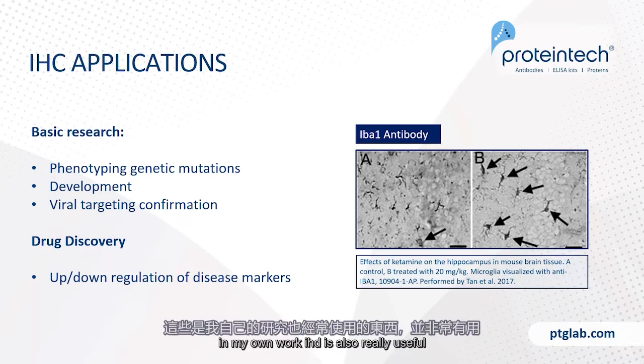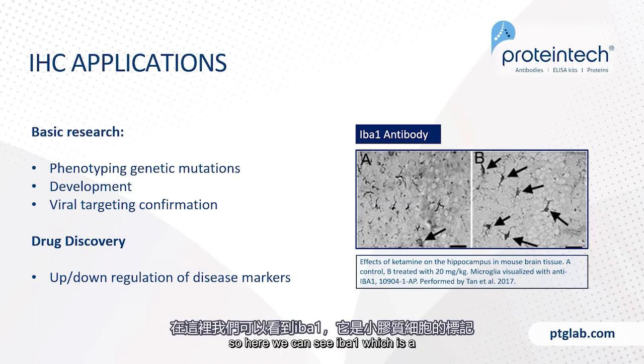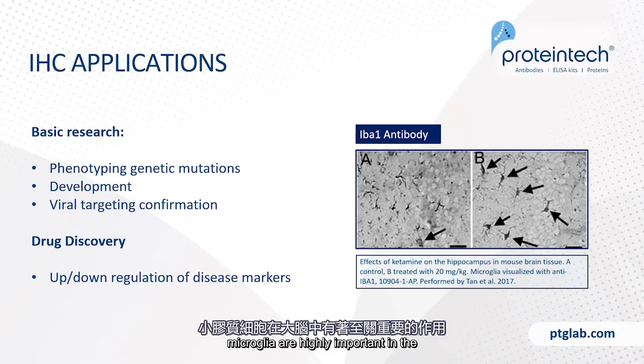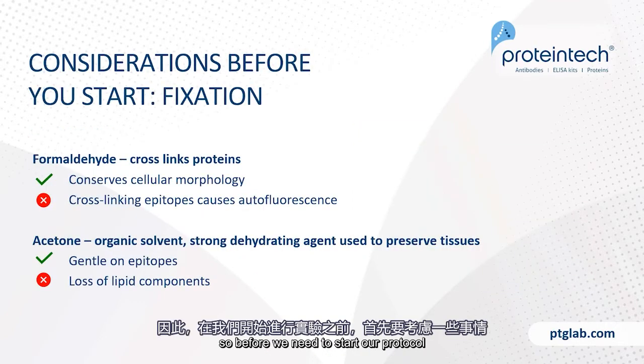IHC is also really useful in drug discovery, as it can be used to show up or down regulation of disease markers in response to certain treatments. So here we can see IBA1, which is a marker for microglia. Microglia are highly important in the CNS, in the brain, as they act as the macrophages of the brain. And when they become active, that is an indication of infection or stress on the brain. And here you can see that following ketamine treatment, these arrows are showing you a lot more of these microglia have become activated.